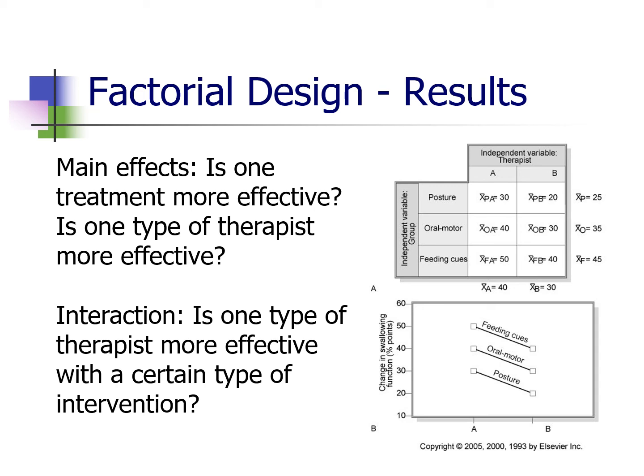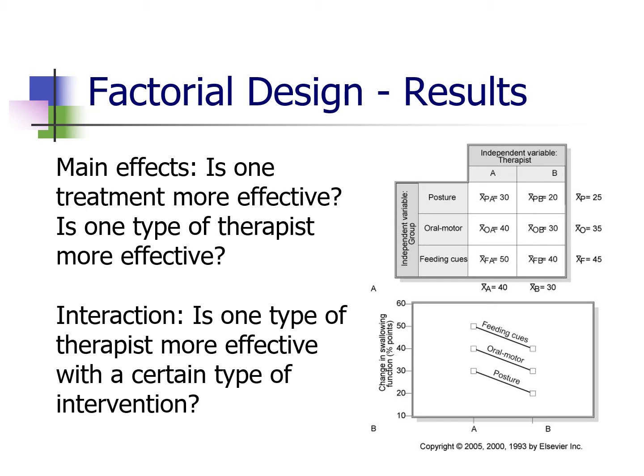And if we look at the 3 different types of treatment groups, again, the numbers outside those cells really relate to the mean improvements in swallowing function for each of the 3 treatment groups when we combine the effects of both therapists, right? So postural group improved a mean of 25 percentage points. The oral motor group improved a mean of 35 percentage points, and then the feeding cues group improved a mean of 45 percentage points. And so is one treatment more effective? Sure, when we combine the data from both therapists, it appears that the feeding cues group is most effective, followed by the oral motor group, and then followed by the postural group.